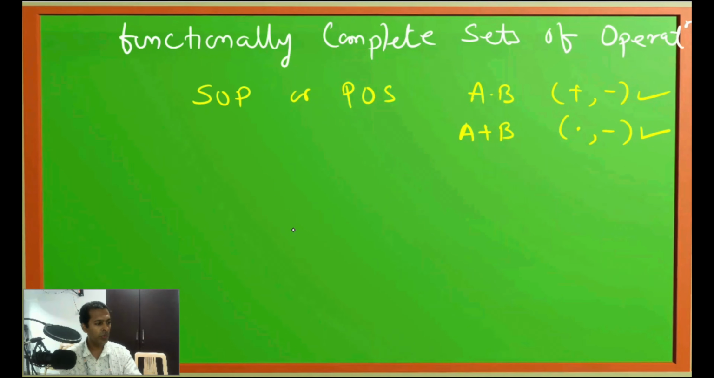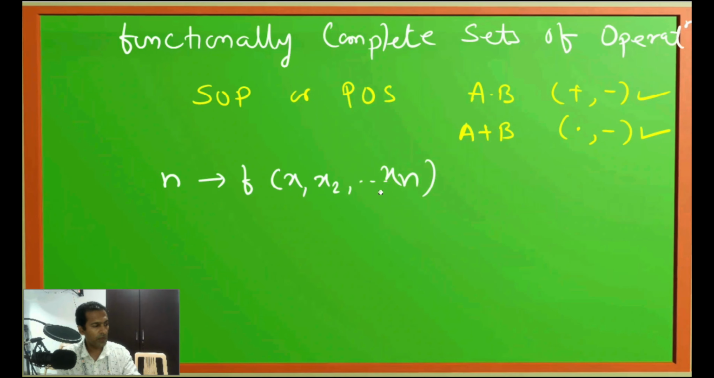Now let us see what are the Boolean functions and their representations. Suppose a function of n Boolean variables is denoted by, say, f of x1, x2, up to xn, and each variable of the algebra takes one of the two possible values, either 0 or 1. The various ways of representing a given function we have to discuss now.